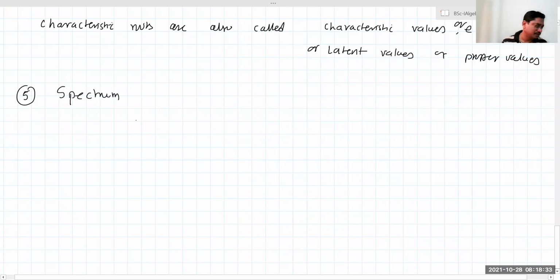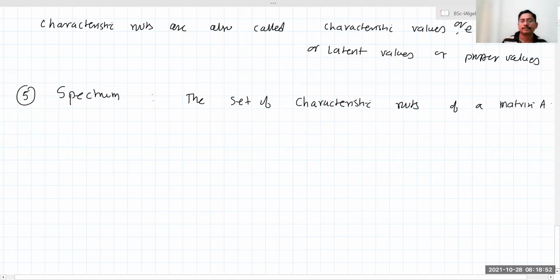Spectrum of a matrix. The set of characteristic roots of matrix A is called the spectrum of matrix A. You just write it in set notation, spectrum of A. That's the notation. The spectrum of A is just a set.